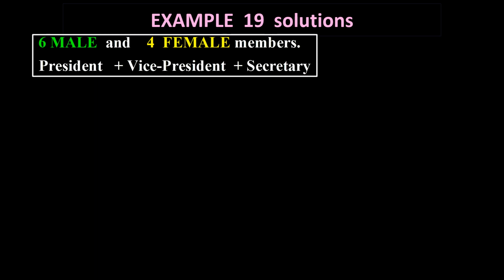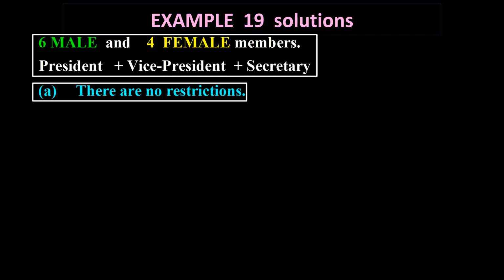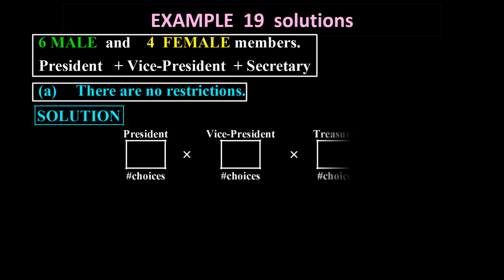Remember, we have 6 male and 4 female members, and the president, then the vice president, and then a treasurer must be chosen in that order. So first of all, there are no restrictions. There are 3 things that need to be done: a president, then a vice president, and then a treasurer. How many people are there altogether? That's correct, so it can be any one of the 10. Now, a person can't be president and vice president, so there's actually 1 less.